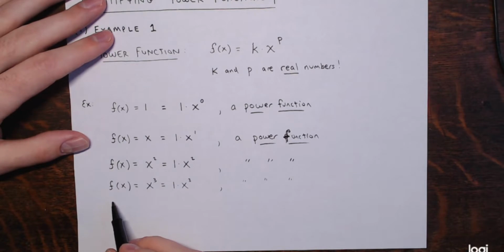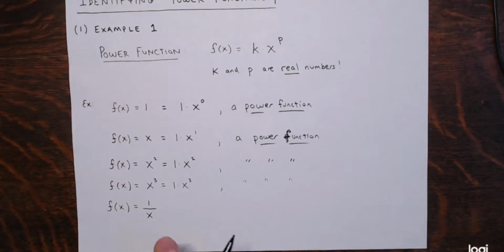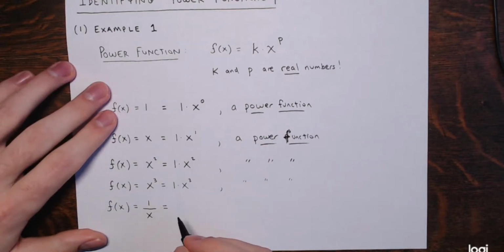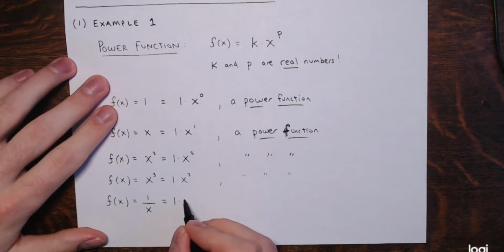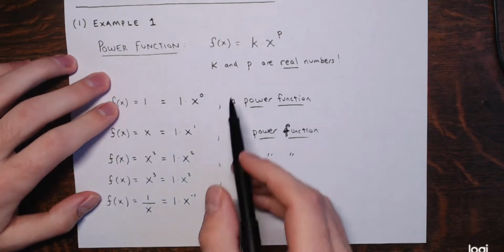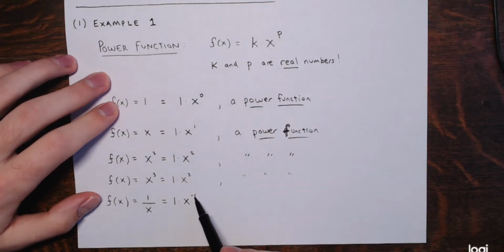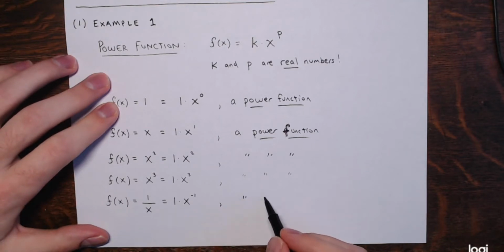And then they start doing this. f of x equals, remember that reciprocal function, 1 over x. Now you might be thinking, this does not look like that. Well, it doesn't right now. But hopefully you recall your negative exponents. 1 over x is the same thing as 1 times x to the negative 1. And look at that, it's exactly that form where k is 1 and p, the power on x, is negative 1. That's still a real number. So by their definition, this is a power function.